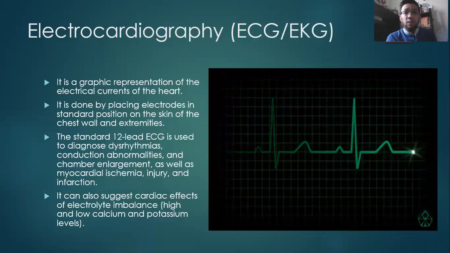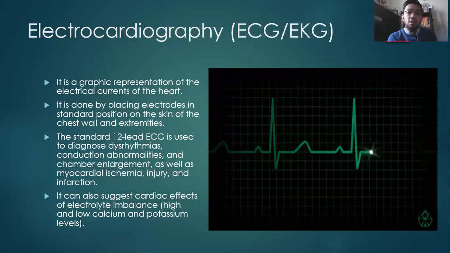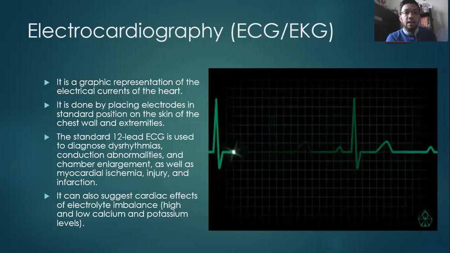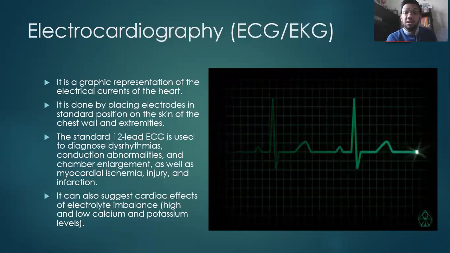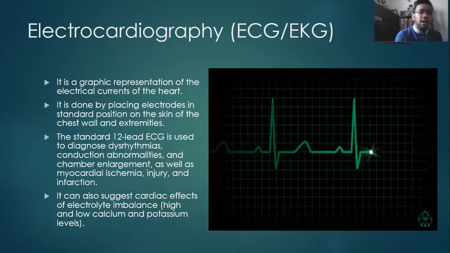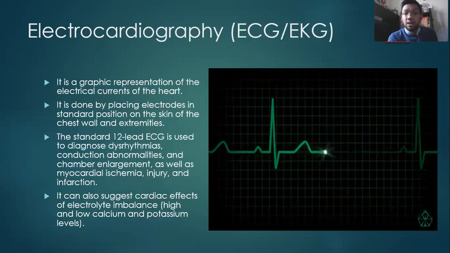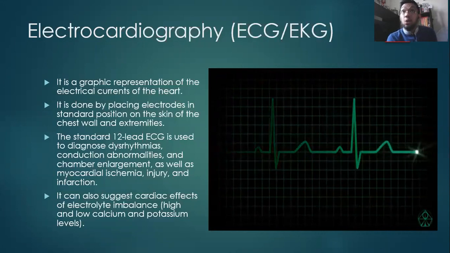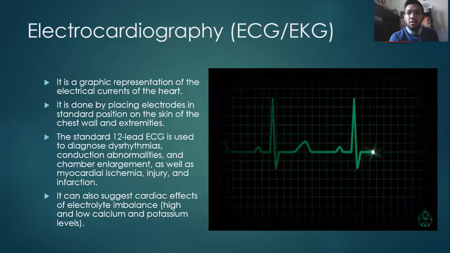The standard 12-lead ECG is used to diagnose dysrhythmias, conduction abnormalities, and chamber enlargement, as well as myocardial ischemia, injury, and infarction. And it can also suggest cardiac effects of electrolyte imbalance, such as high and low calcium and potassium levels.